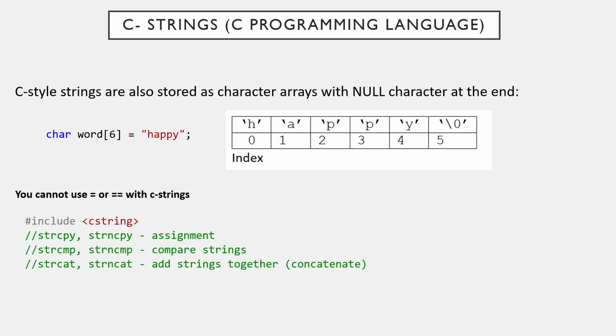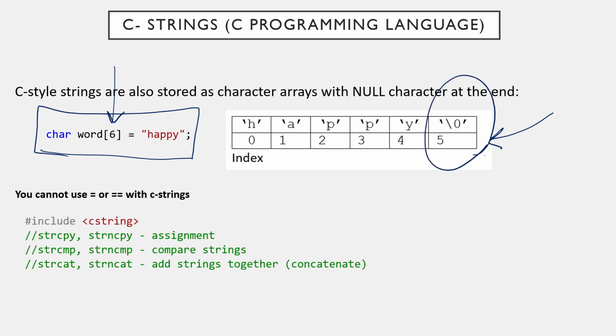All right, so we have C-style strings. They are stored the same way, only they're not declared the same way. If you declare a character array like this, you have to give it a size large enough to hold all of the characters of your string plus the null character. So if you're using the word happy, which has 5 characters, it needs to be at least size 6 to have the null character.